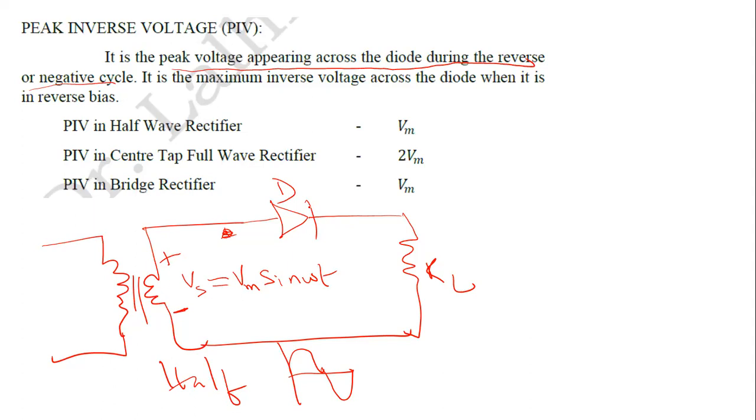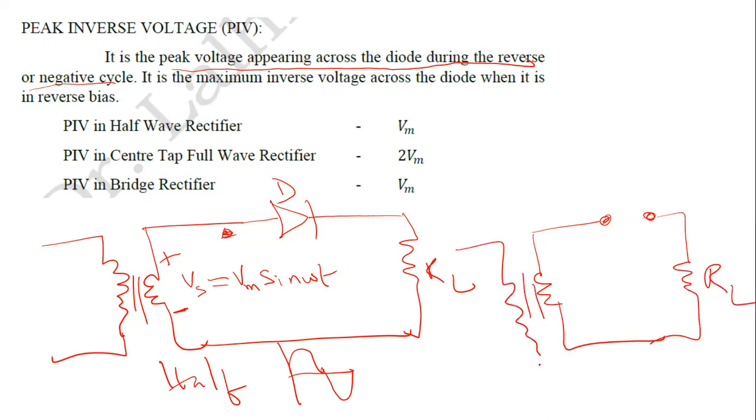That means there will be a certain voltage. What is the peak voltage appearing across it? If the diode D1 cannot conduct any current, under reverse bias it will be something like this. No electrical conduction means there is an insulation here. Current cannot pass through it. So this is RL, this is your secondary, V equal to Vm sine omega t.